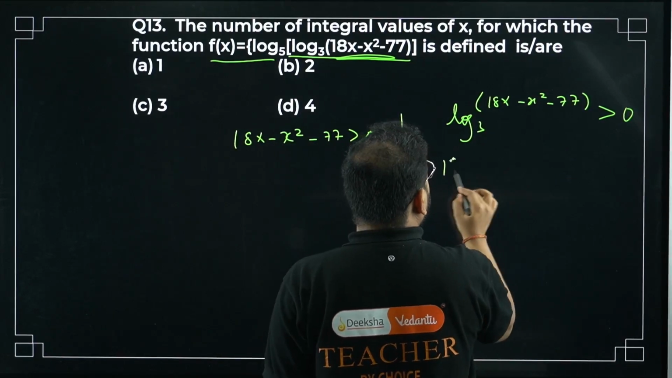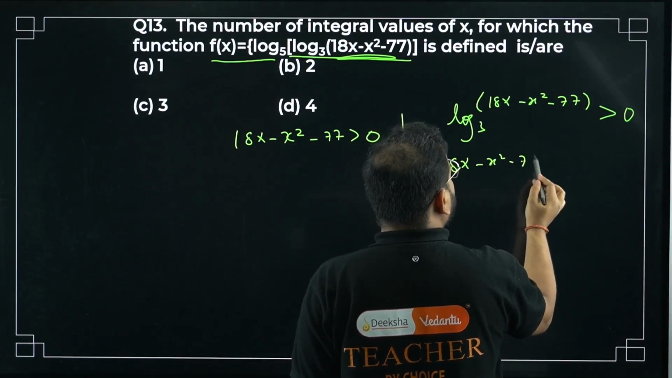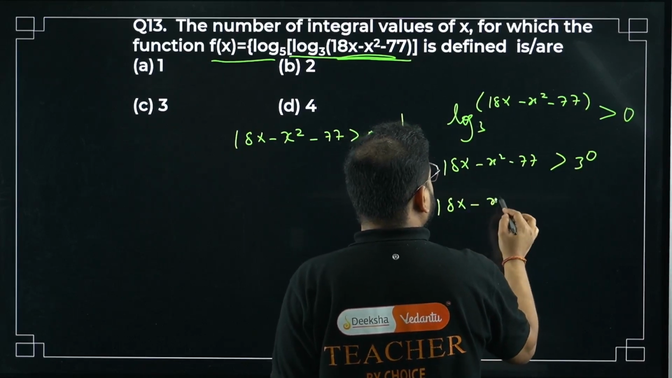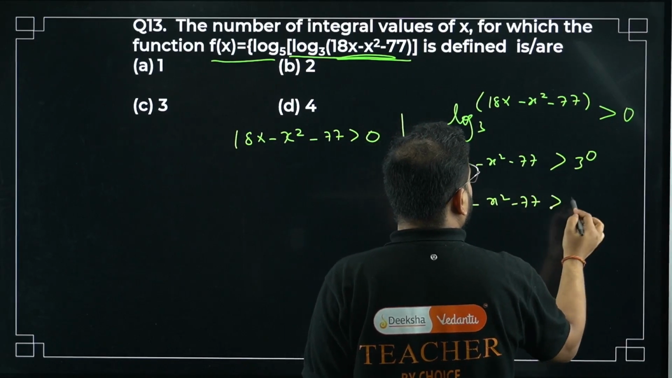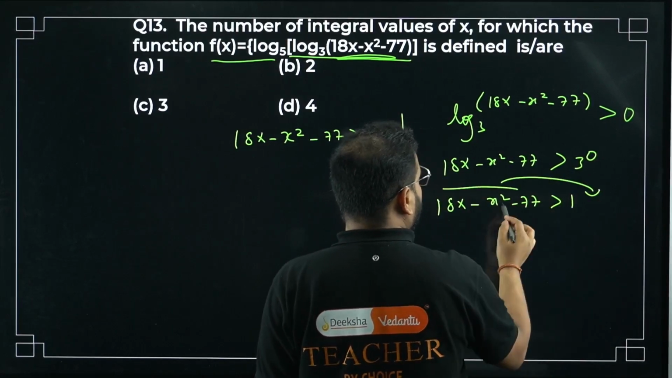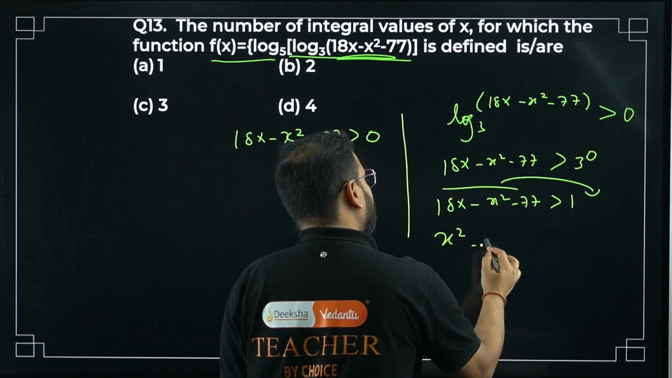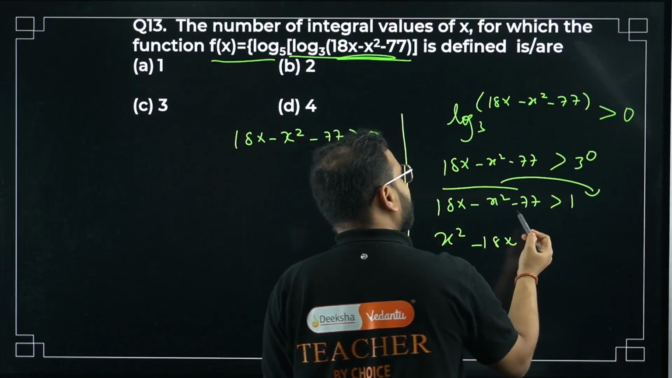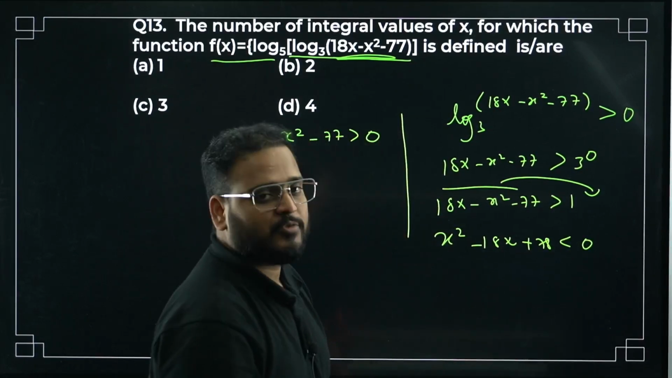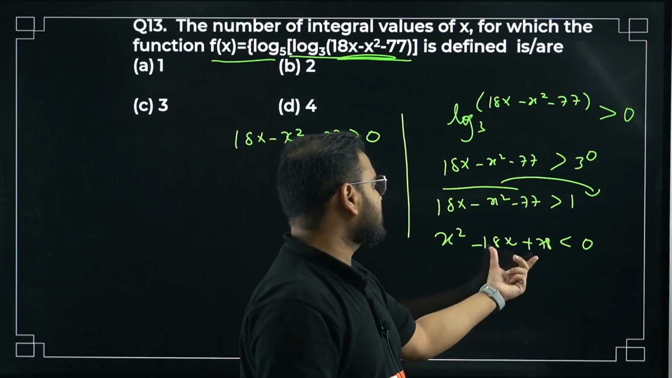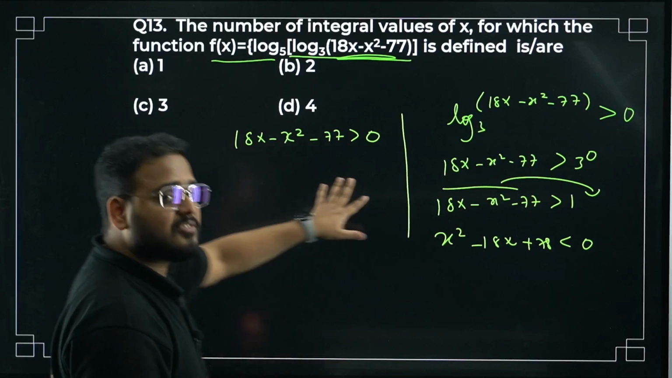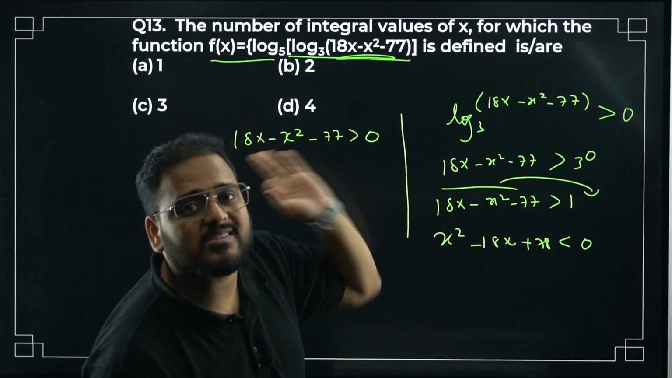It will become 18x minus x square minus 77 greater than 3 power 0. How much do we get? 18x minus x square minus 77 greater than 1. Bring everything on this side. It will become x square, positive, minus 18x, and 1 plus 77 will become 78. You can't factorize this part. So we'll use this condition to understand our solution. You don't have to find the solution, we have to only understand the solution.